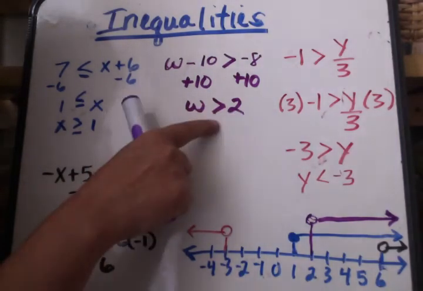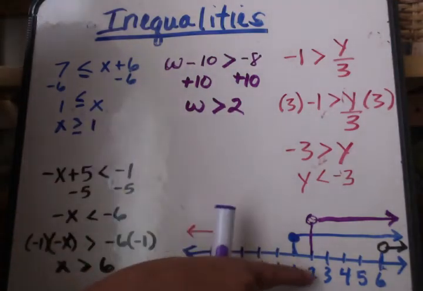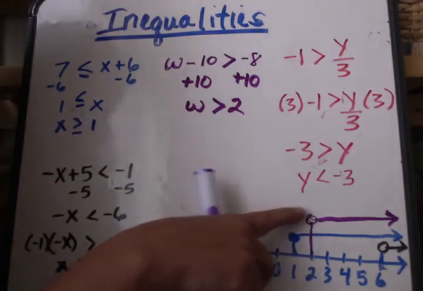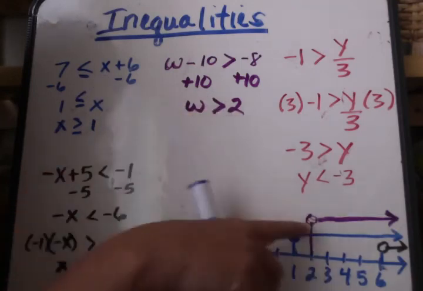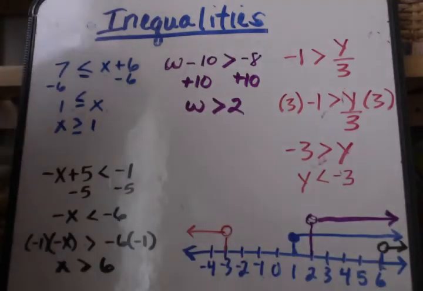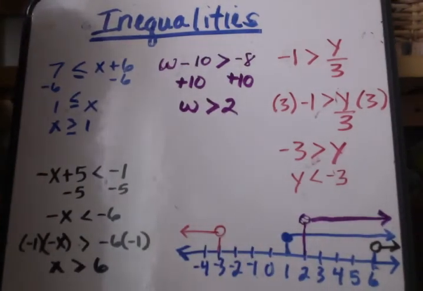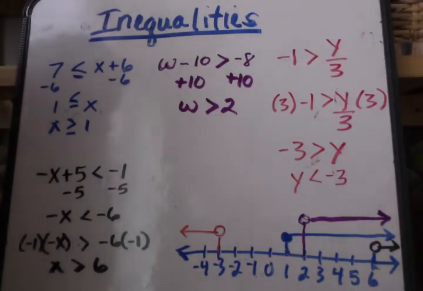And that's it. And so I get down here to 2. It's an open circle, and it's to the right. Again, you can look at the arrow. It's going to the right. Now let's look at the next example here. I have negative 1 is greater than y over 3.